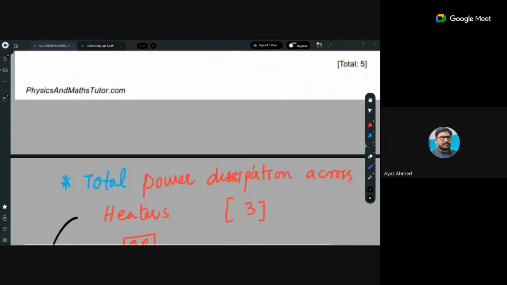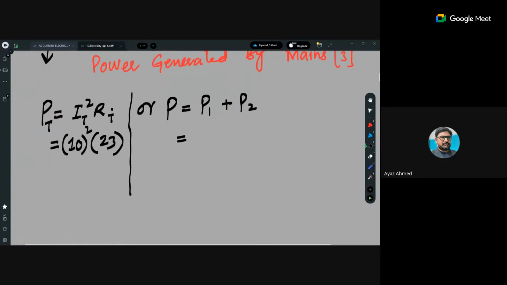So you can go this way: it is 10 squared into 23. So what will be the total power dissipation? 2300 watts. Okay, is it clear to all? You people hear me? Yes, sir.